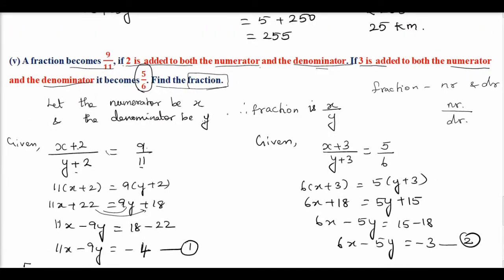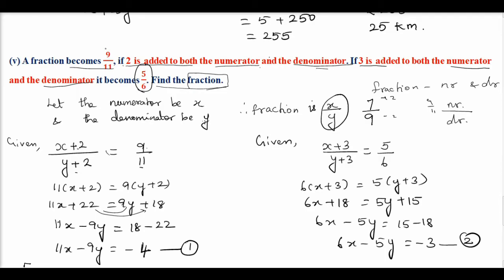Let's check the conditions given. See, the fraction is x by y, and now we have got the answer as 7 by 9. So the first condition is when you add 2 to both numerator and denominator. So when you add 2, you get 9 by 11.